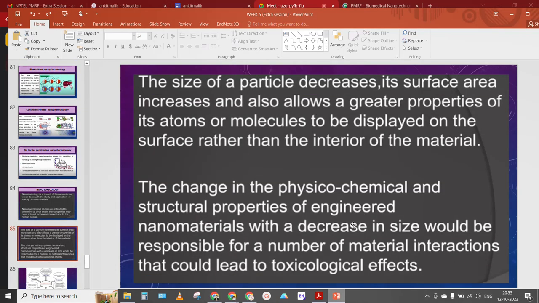As the size of a particle decreases, its surface area increases, and this also allows a greater proportion of its atoms or molecules to be displayed on the surface rather than the interior of the material. So the change in the physical, chemical and structural properties of engineered nanomaterials with decreasing size would be responsible for a number of material interactions that could lead to toxicological effects.